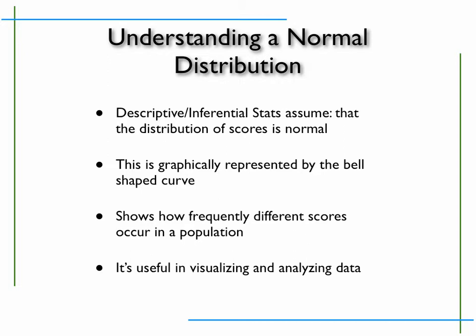And looking at this bell-shaped curve, we can see how frequently different scores occur in a population. Now, all of the measures of central tendency will be found at that vertical axis as well. So let's look at an example. Here we have a bell-shaped curve.